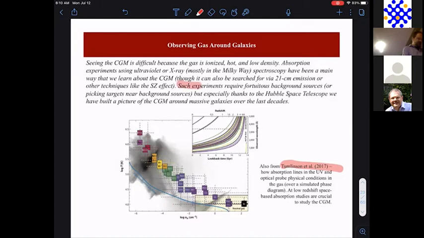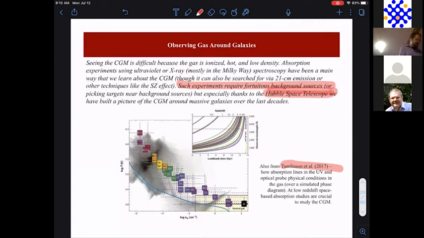And so the problem here is that in order to study this circumgalactic medium in absorption, you need a fortuitously placed background source, or you need to construct your experiment in such a way that it is oriented around background sources. And so people have done a ton of this with the Hubble Space Telescope over the last decade, and we have learned a lot.